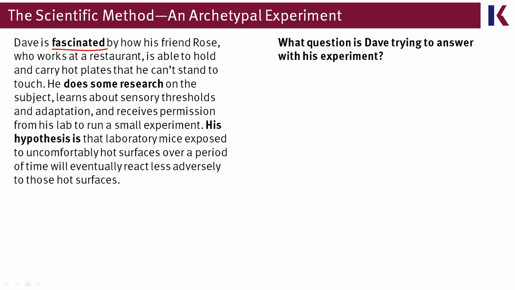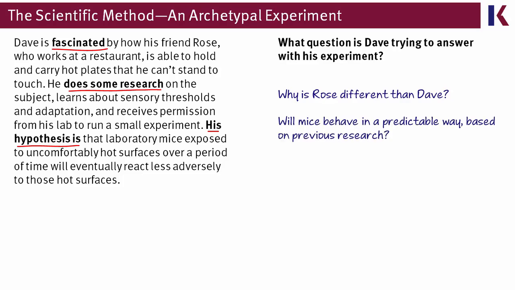His friend Rose has a really great sensitivity to hot plates. So what he does is he looks at the current research on it, but he still has some questions. And so he formulates a hypothesis. His hypothesis is that there is a certain amount of resistance built up when you experience something hot for a long time. Now, this paragraph doesn't exactly state what Dave's question was, but the basic question is, hey, why does Rose act so differently? And also, in the experiment he then designs, will the mice behave in this predictable way?